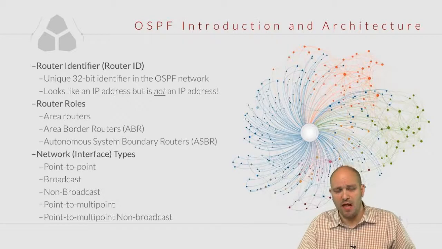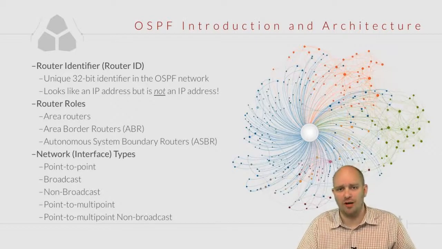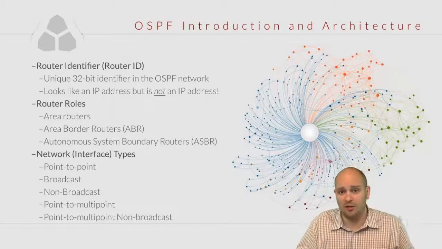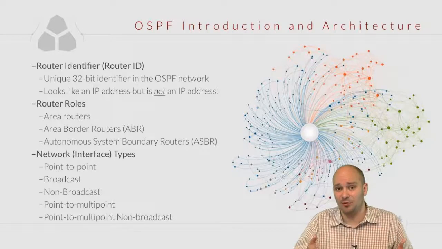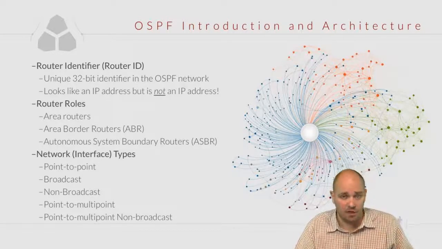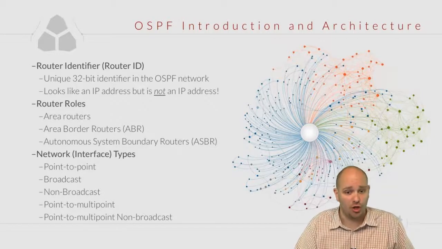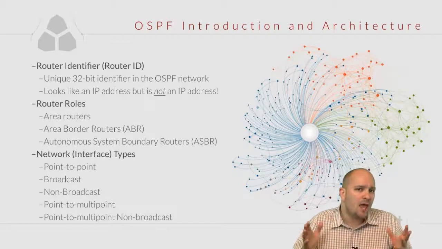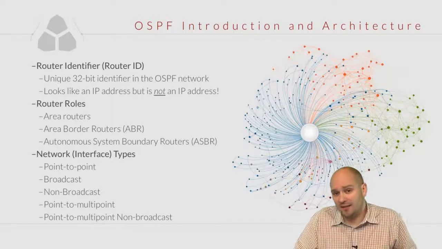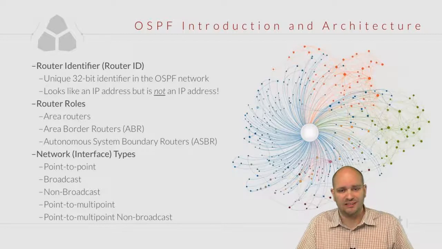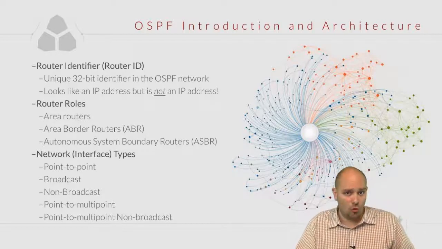Another special role for the routers in our network is the autonomous system boundary router, or ASBR for short. ASBRs are those routers that are injecting external routing information into the OSPF domain. External routing information simply means that this is the router that redistributes some information into our OSPF domain, that injects external routes.